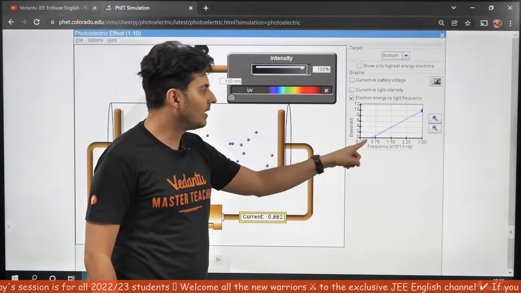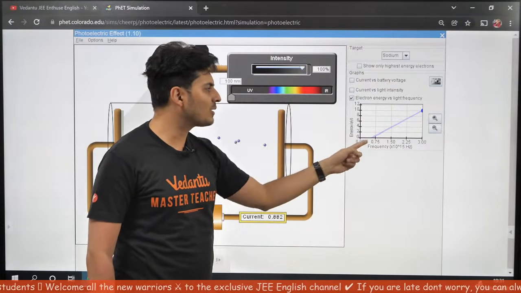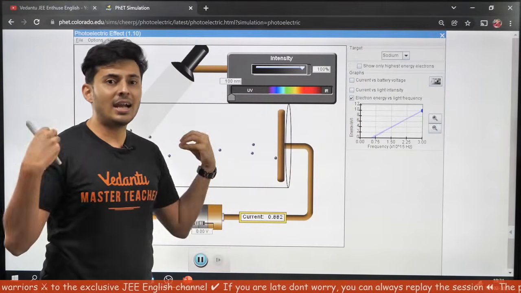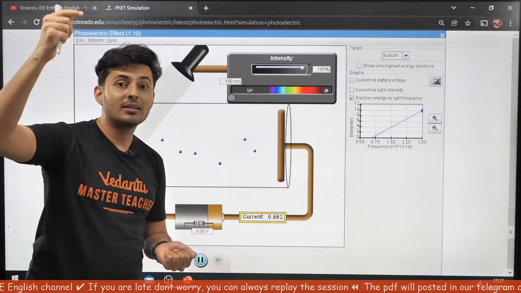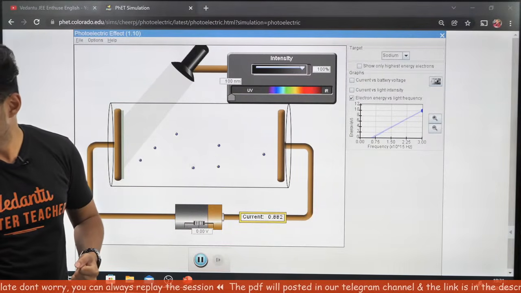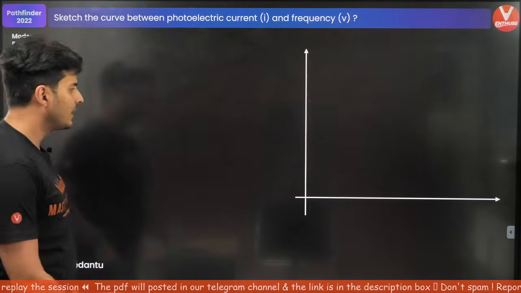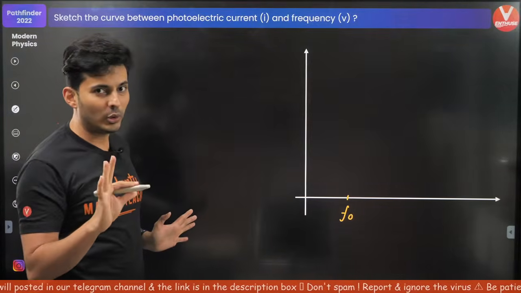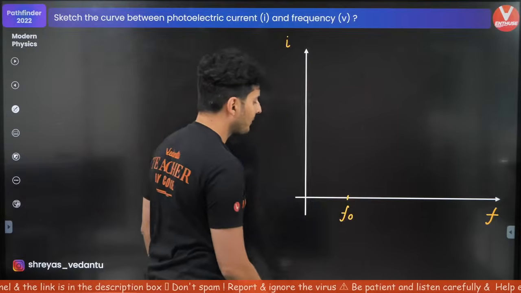But do you notice the graph of the energy of the electrons versus the frequency is almost like a straight line? So more energy, that means there are more electrons and the current is also more. Don't you see the current increases with the energy of the photons or with the energy of the light. So I have a feeling that this graph definitely should start only after f0. Below f0 there is no photoelectric effect occurring, and this is my current and this is my frequency.